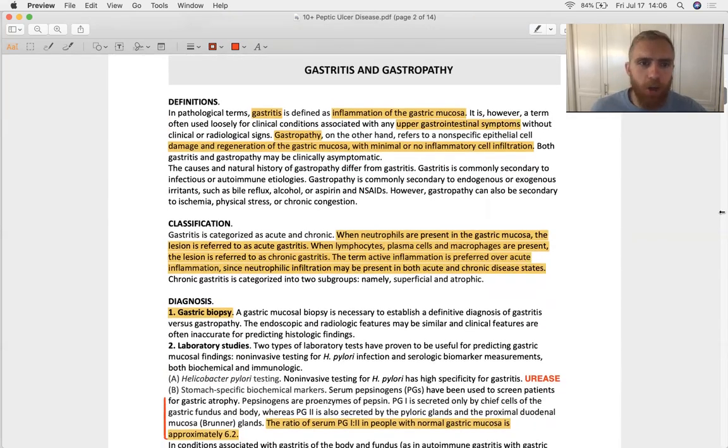We begin this SDL by talking about some definitions. Gastritis is inflammation of the mucosa. Gastropathy is same thing, same locality, gastric mucosa, but you just don't see neutrophils and you don't see lymphocytes. So upset stomach basically for both of them. And the presence of immune cells on biopsy is what separates the two.